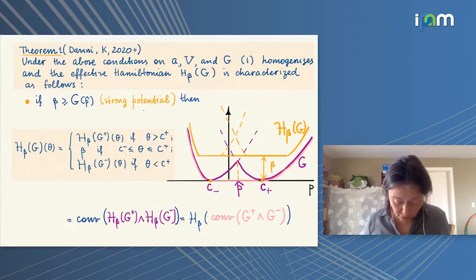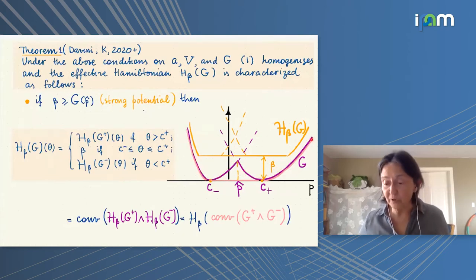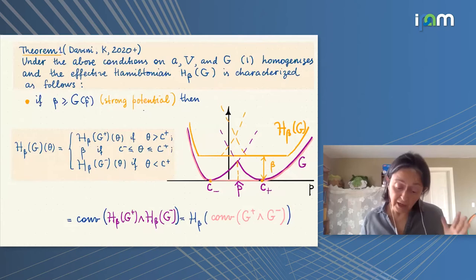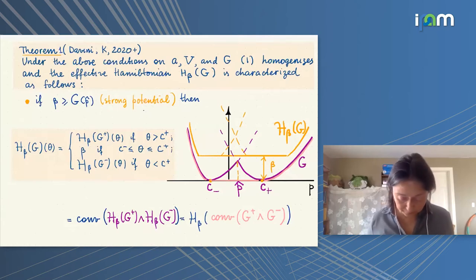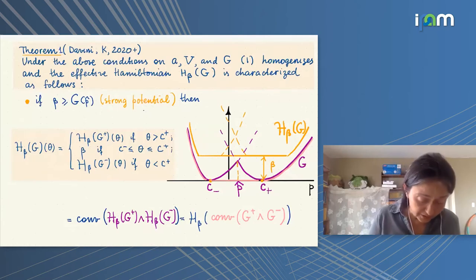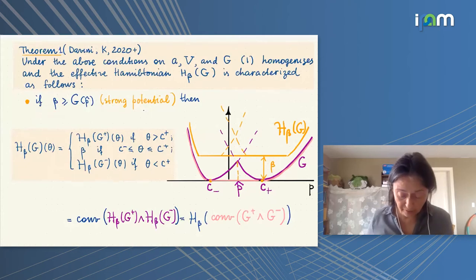This will be used for our second theorem, which says that we can actually deal not only with two convex functions, we can join a third one and a fourth one, any finite number, as long as they have the same minimum. So in the case of the strong potential, we have convexification, we have an effective Hamiltonian, which is convex and given by this formula.